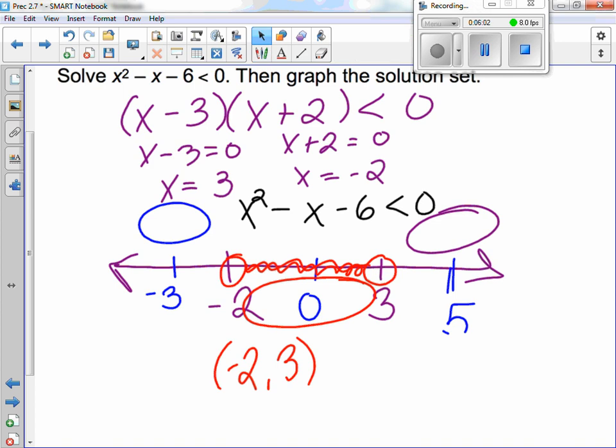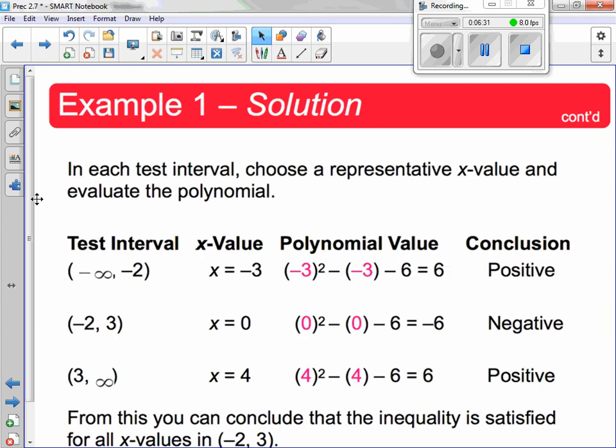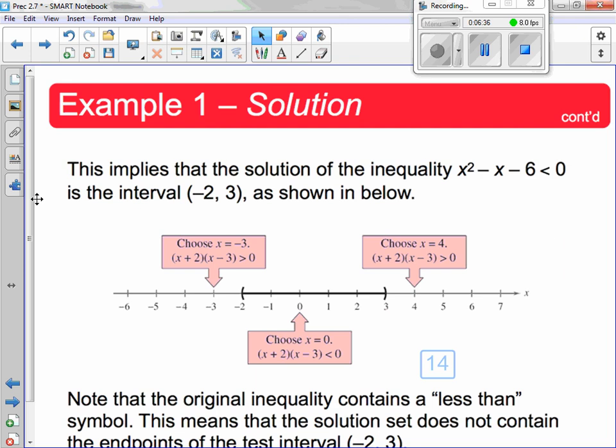Now you can also graph this on a graphing calculator to check. x squared minus x minus 6. We're not worried about this here. It would give us the graph, and we see that it'd intersect at -2, go down and come back up. Where is it less than 0? All these points down here. That's it. Questions on this here? Not too bad. We have this here. We have our test, so they picked points -3, 0, 4. Test them.